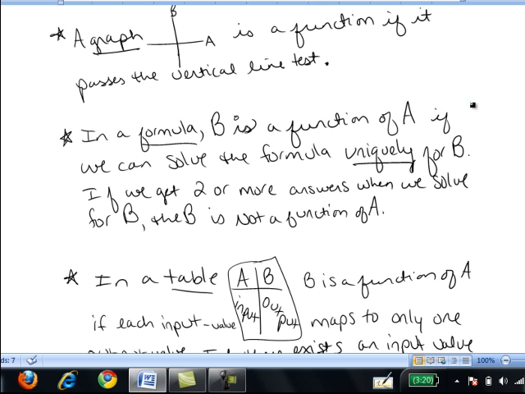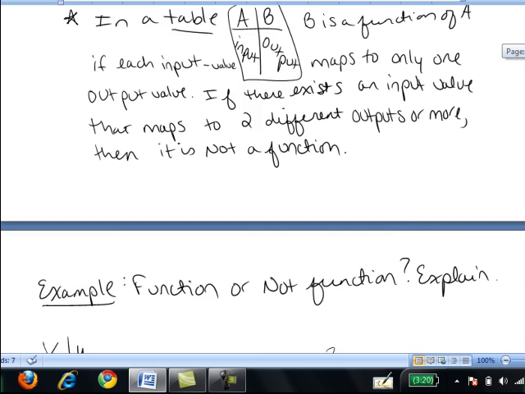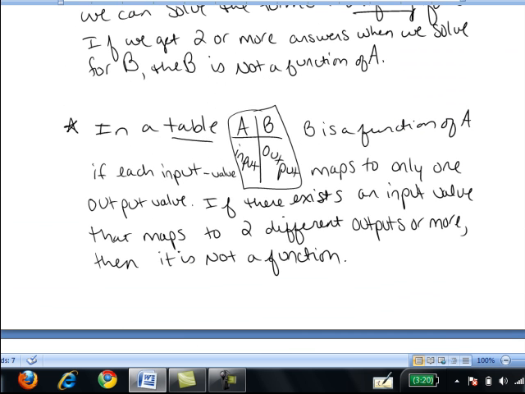If we're given a formula, we say that b is a function of a if we can solve the formula uniquely for b. If you solve for b and you get 2 or more answers, then b is not a function of a.